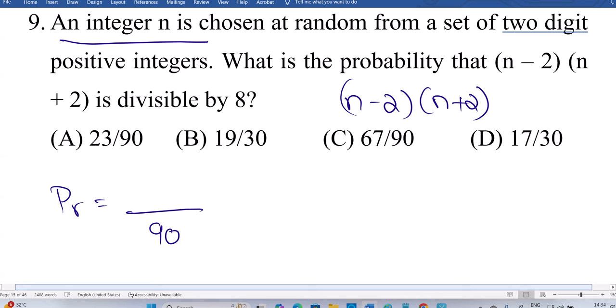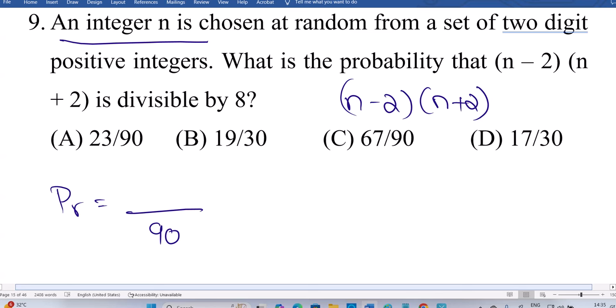Why, sir? If you take any odd number, let's say 11: 11 minus 2 is 9, 11 plus 2 is 13, 9 into 13. An odd number cannot be divided by 8, waste. You take any odd number in place of n, a two-digit number. You take 21 or 25. 25 minus 2 is 23, 25 plus 2 is 27. Odd number into odd number we cannot divide by 8.